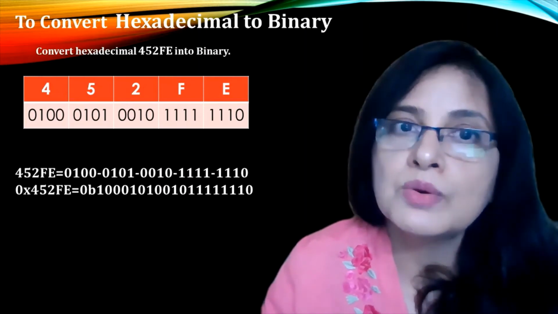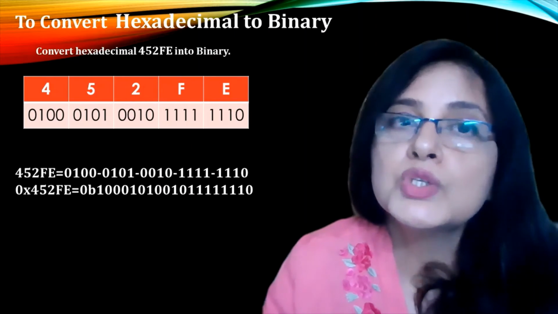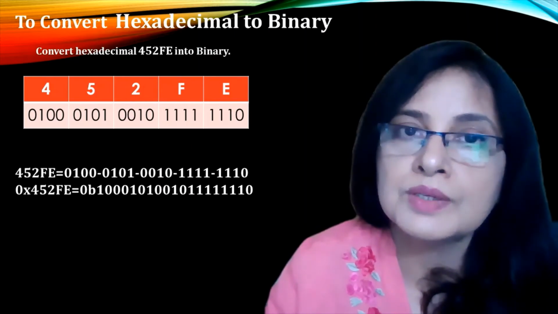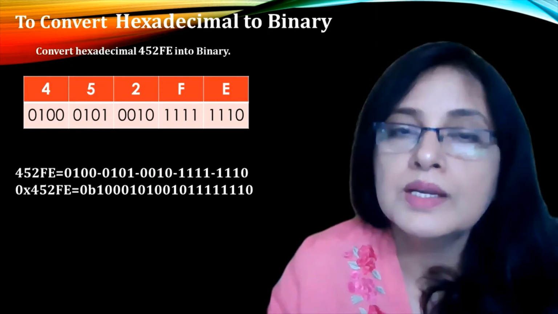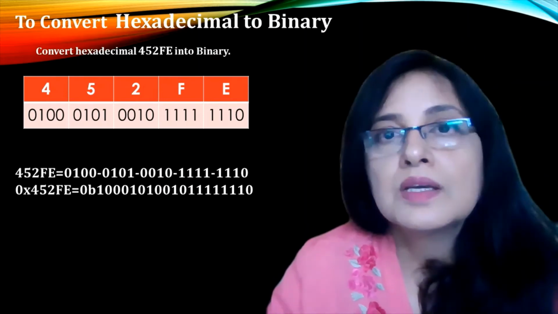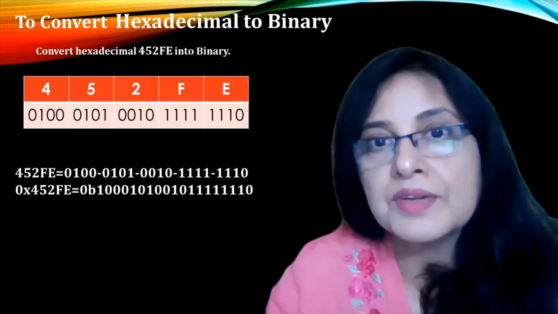5 is 101. We add another 0 to its most significant bit. 2 is 10. We add 2 zeros to its most significant bit. F is 15, so 1111. And E is 1110. We will put all these bits together and that makes our binary number.